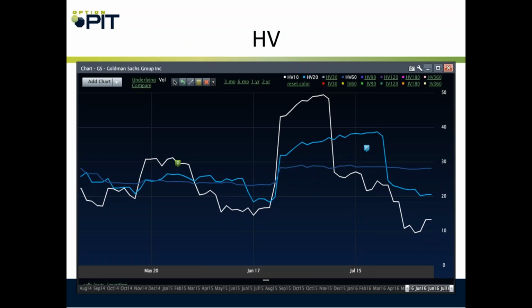So here's a chart of Goldman, and you can get a view of this: the white line is the 10-day. That's what I'll use for realized. The blue line is the 20-day, and that's how much it's moved over the last month. So at this point in time, Goldman had moved about 20% over the last month. And then this dark blue line is the 60-day, and that really tells you what the recent trend is. Recent trend up, recent trend down, things like that. And that's really what it's about.